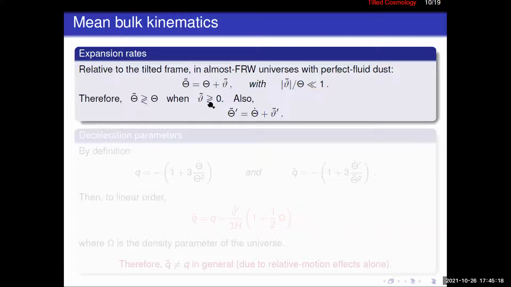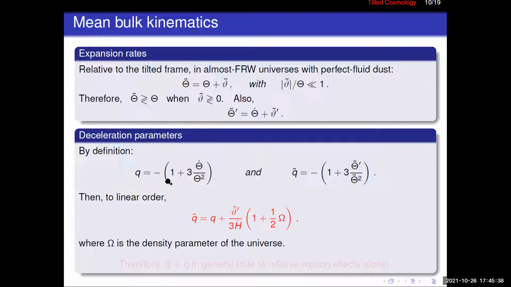And if you differentiate this expression with respect to time, you come up with this one. And you see again that there is a difference just because of relative motion effects. So if the thetas are different between the two frames and their derivative is the same, then the deceleration parameters measured in the two frames should be different as well. And this is the deceleration parameter defined in the Hubble frame, and this is the one in the bulk flow frame. And that's the linear relation between the two. So as you can see, the deceleration parameters measured in the two frames are different.